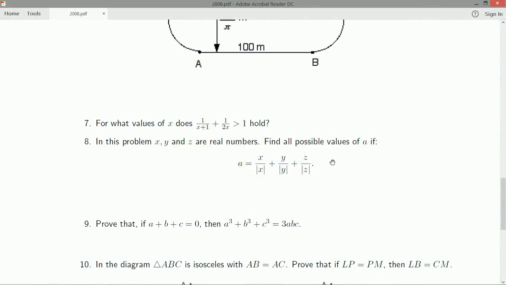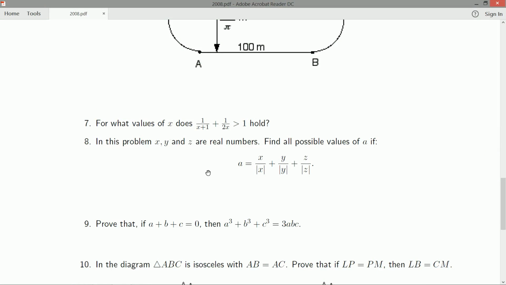We're up to question number 8 on this contest. In this problem, x, y, and z are real numbers. Find all possible values of a if a is equal to x over absolute value of x plus y over absolute value of y plus z over absolute value of z.